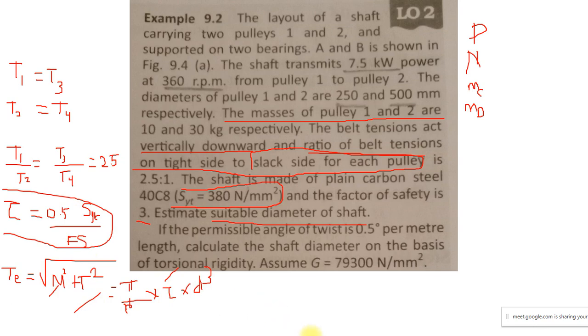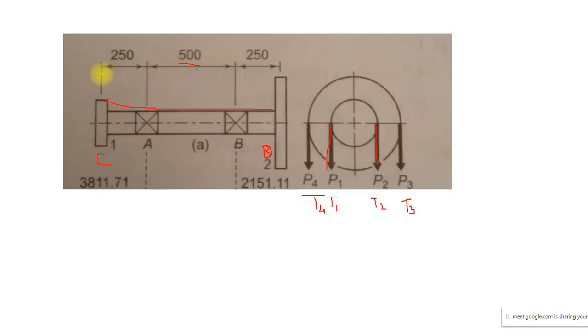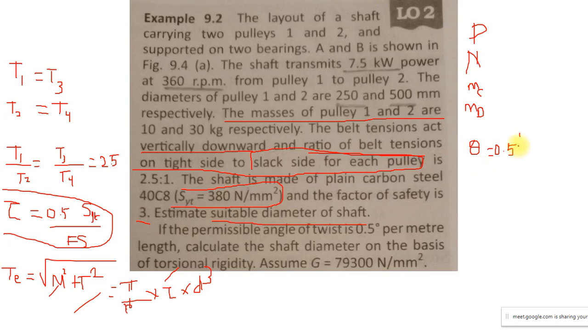Next they have given another thing: the permissible angle of twist theta is 0.5 degree per meter length. The length between the pulleys given in your diagram is 1 meter. You can see here the values 500 mm, 250 mm, 250 mm; 500 plus 500 is 1000 mm, which is equal to 1 meter. So theta is equal to 0.5 degree per meter length. They are asking us to find the shaft diameter based on the torsional rigidity. This is very, very important.